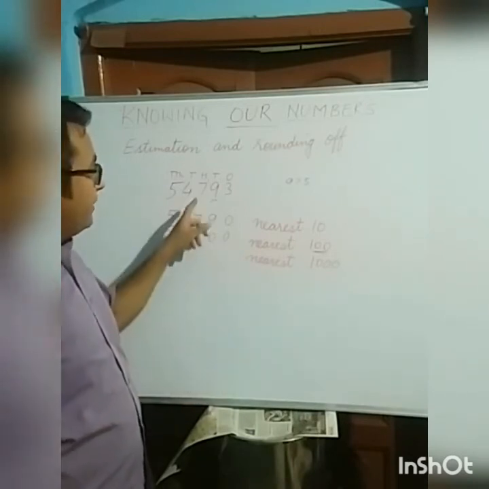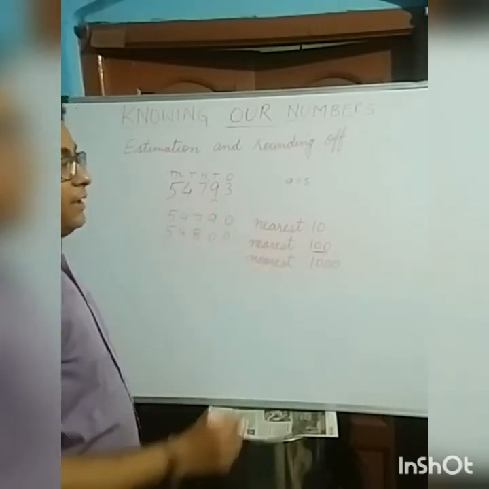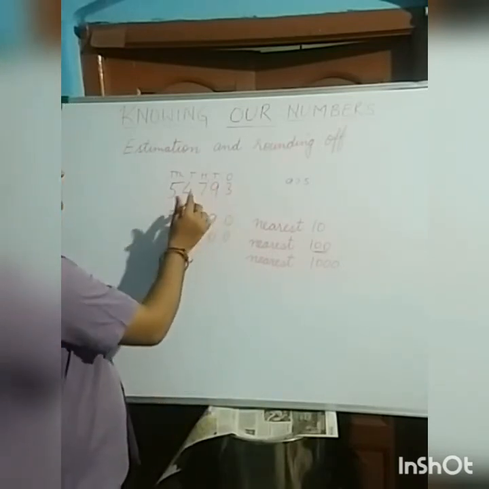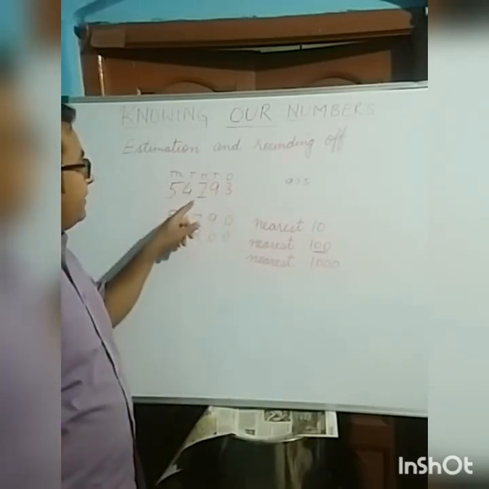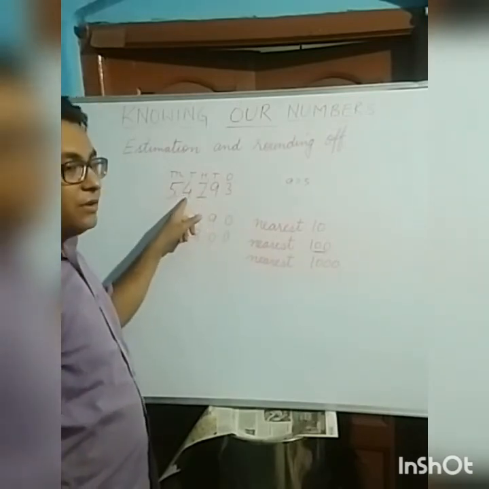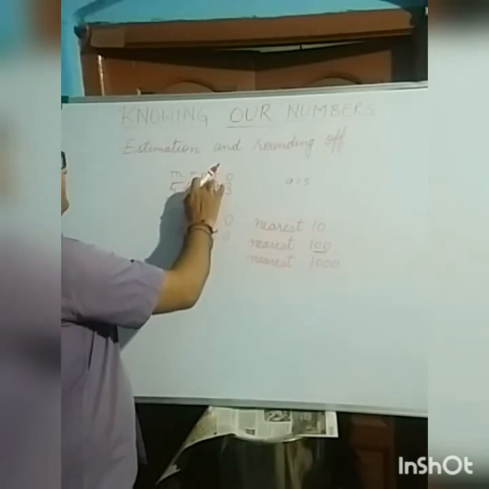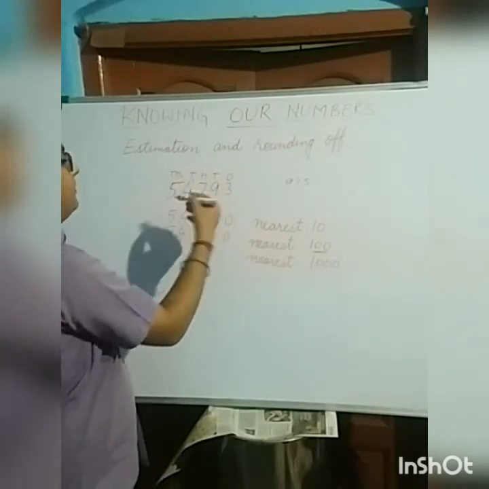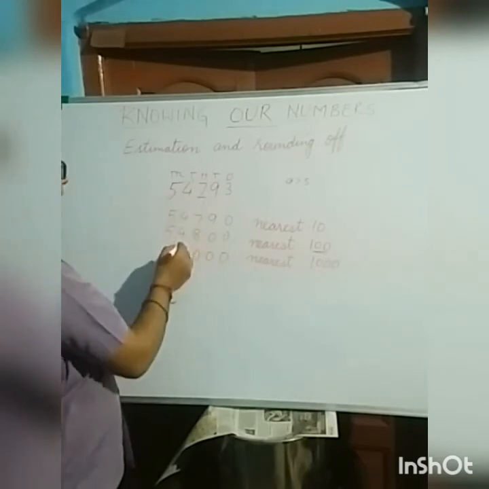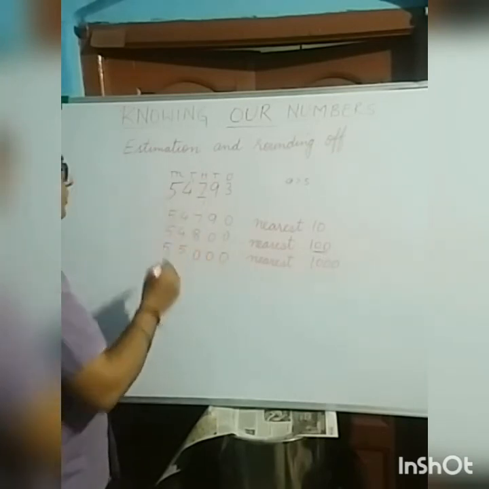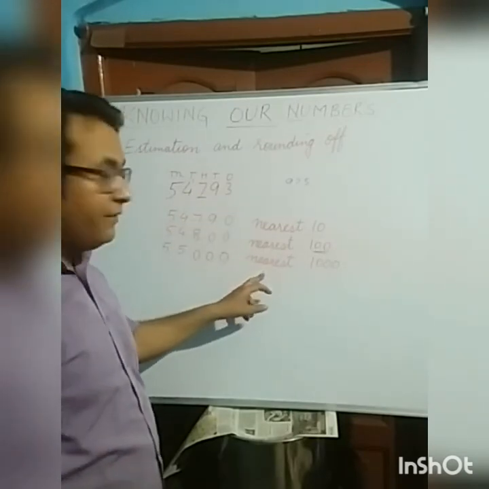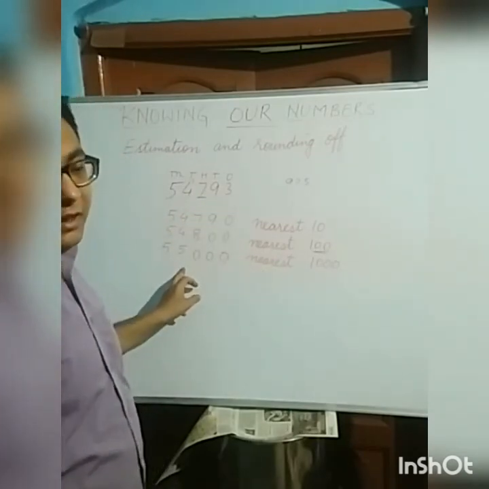Now let us round off the same number to the nearest 1000. Just before 1000 the place value is hundreds. At the hundreds place the digit is 7. 7 is also greater than 5. So we will give one carry to the next digit, and all the digits after that will be written as 0, 0. And one carry to 4 will give you 5. So 54,793 when rounded off to the nearest 1000 will give you 55,000.